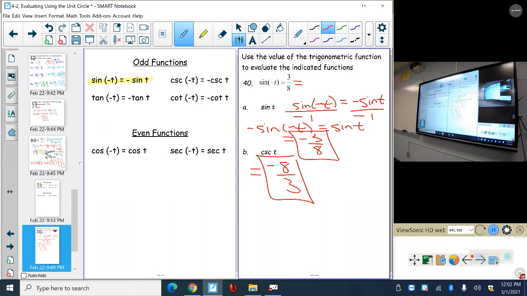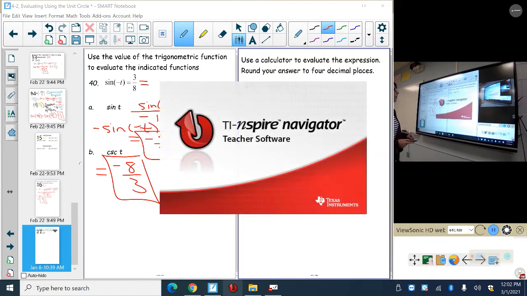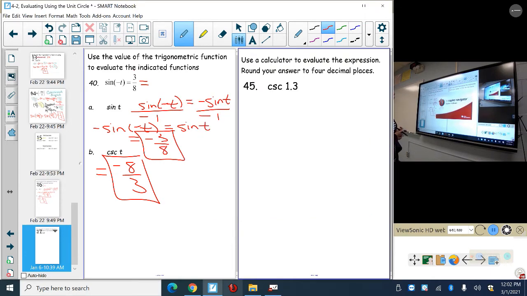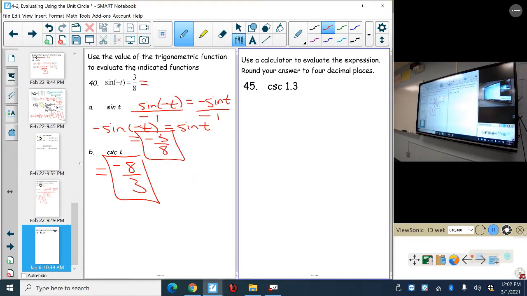Next. Number 45. I need to pull up my calculator here. Number 45 says use a calculator to evaluate the expression. Round your answer to 4 decimal places. Now, this says the cosecant of 1.3. 1.3 is in radians. Okay, I'm waiting for that to pull up here. Give me 1 second.